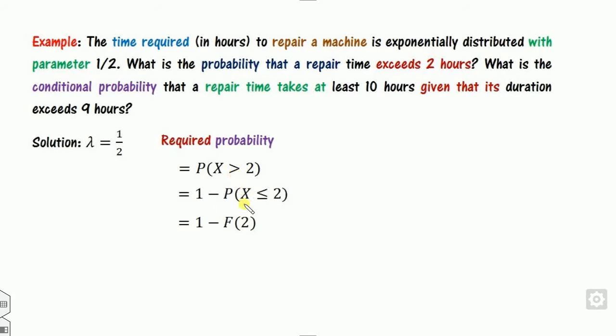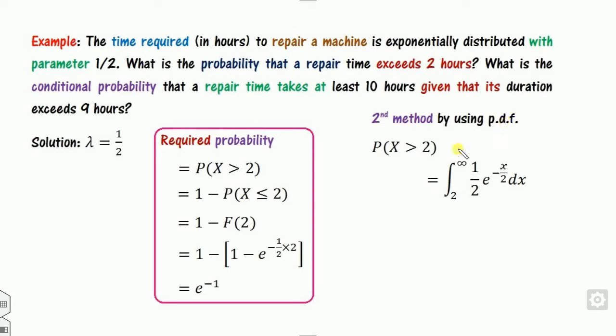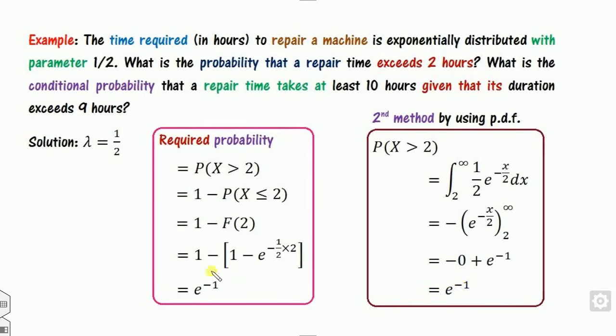If you write it in the CDF, you can write it this way: X greater than 2, so it is 1 minus F of 2. You can calculate this here. On the other hand, if you calculate this by the PDF, x greater than 2 means integrating from 2 to infinity, where lambda is my half. So you will get the integration here. Once you substitute, e raised to the power minus infinity minus e raised to the power minus 1. What is e raised to the power minus infinity? 0. So this is 1 by e. You can see that the answer remains the same.